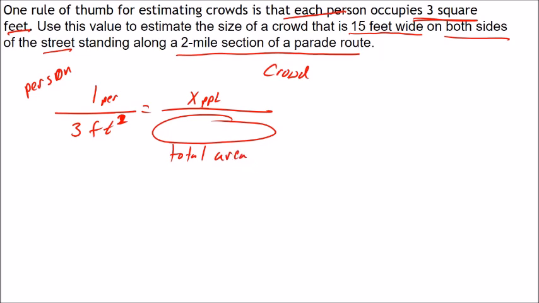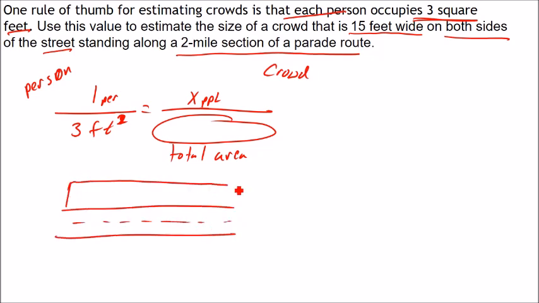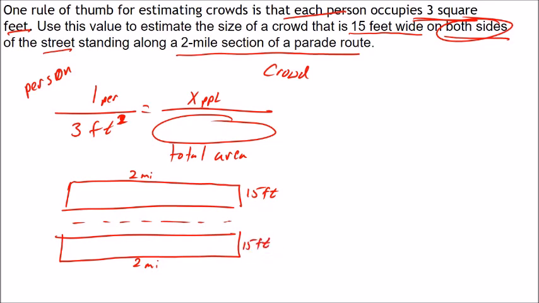Now the area where they're standing is along that street, so I'm going to go ahead and draw that picture out. So here we got our street, and they're standing on this side of it, and they're standing on this side. They are standing on both sides of the street, so be very careful. Got to find both of those. So they are standing on the 2 by 15 here, 2 miles by 15 feet, and 2 miles by 15 feet here.